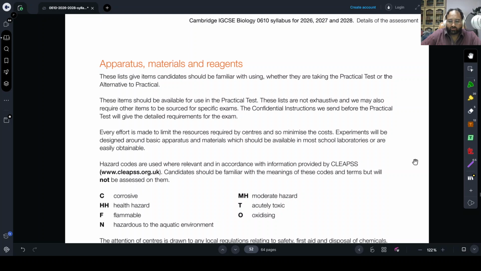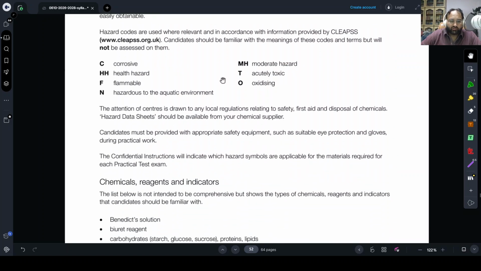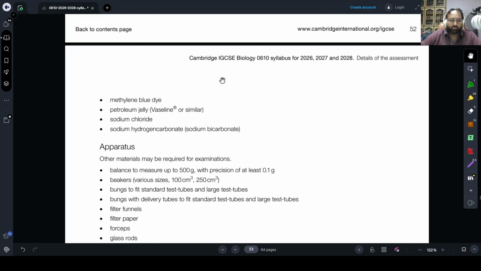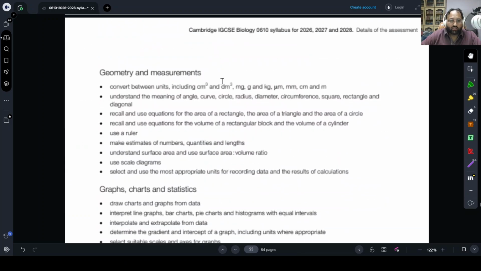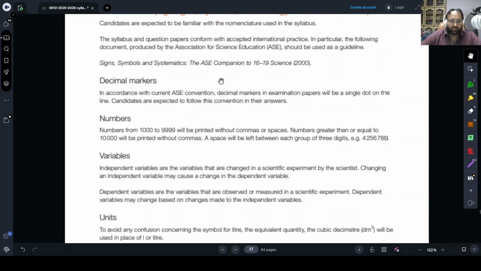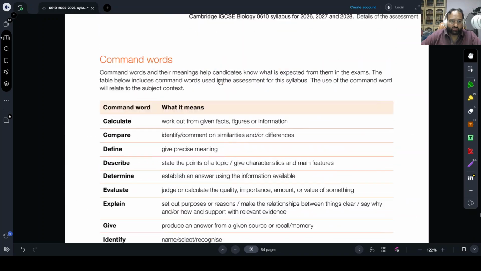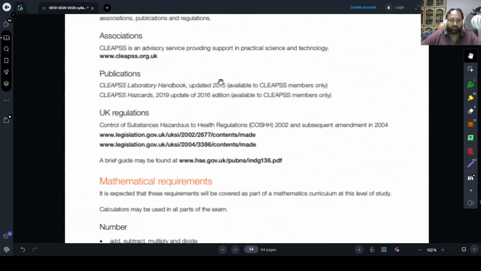Right. So far, so good. Then comes apparatus, materials, and reagents, right? So the stuff they're mentioning over here is stuff that you should be familiar with. Okay. Now, the list is not as long as obviously in the syllabus for chemistry, so we can breeze through this.